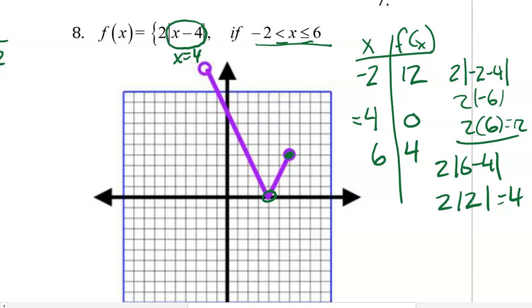So back here at x equals negative 2, 1, 2, we're going to go up 12. 1, 2, 3, 4, 5, 6, 7, 8, 9, 10, 11, 12-ish. And that's the open circle.